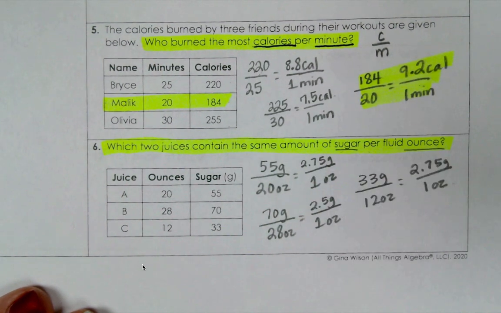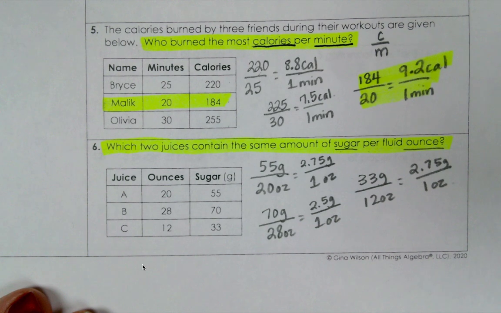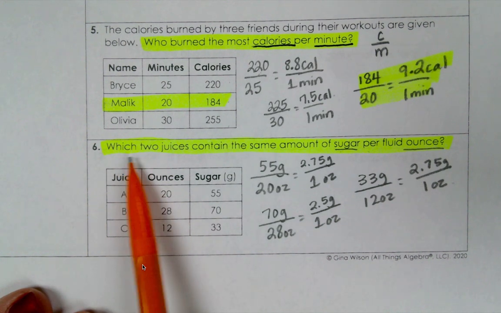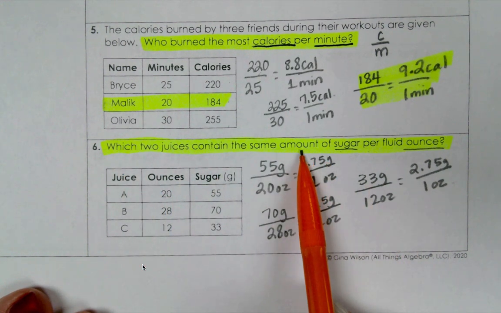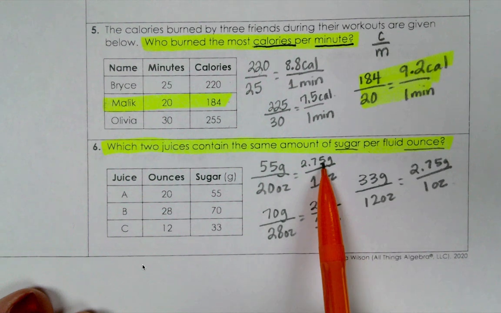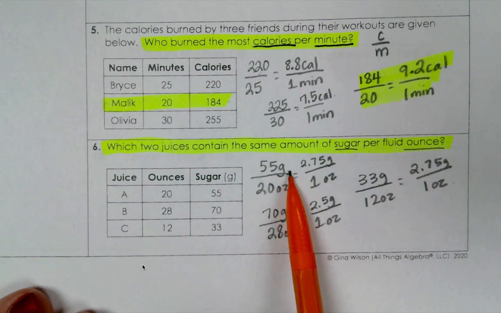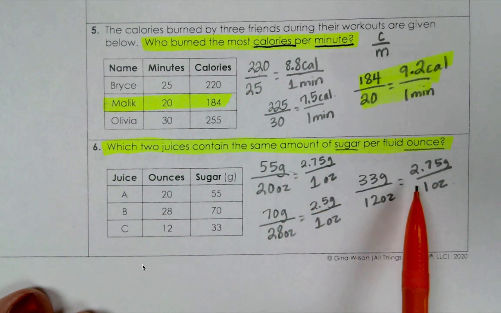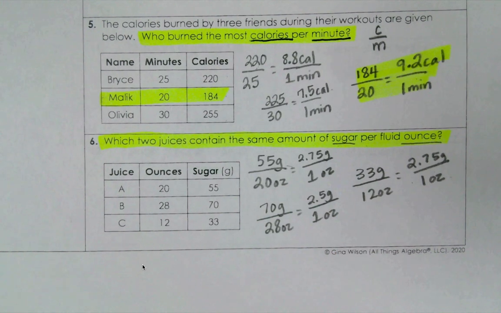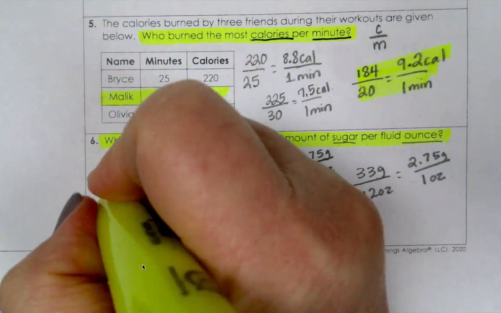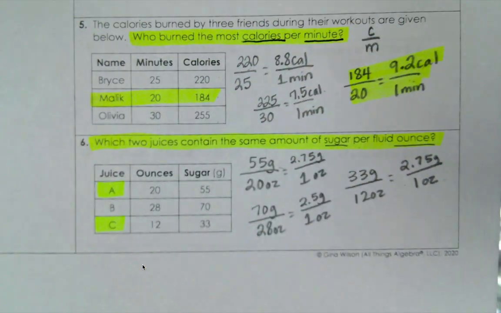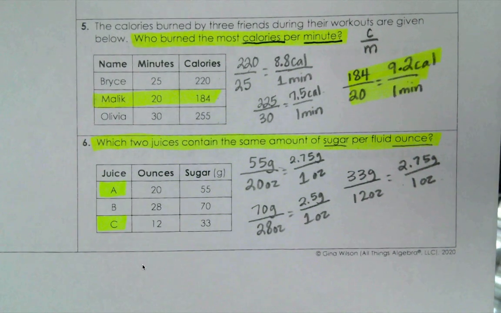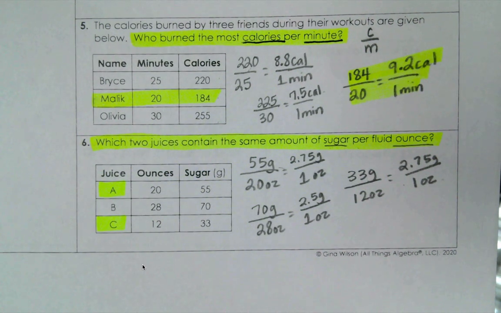Okay, so we found the rate and unit rate. The question, let's go back. Which two juices contain the same amount of sugar? 2.75, 2.75. So A and C. A and C have the same amount of sugar per fluid ounce. So always find that unit rate as we are doing here and go back to your question, okay?